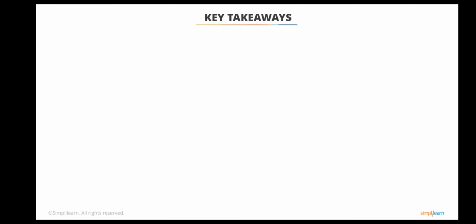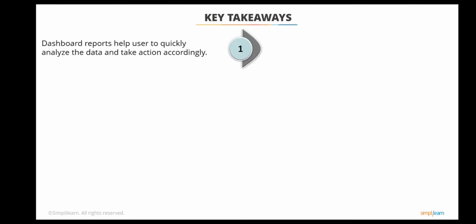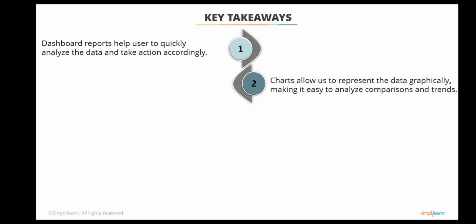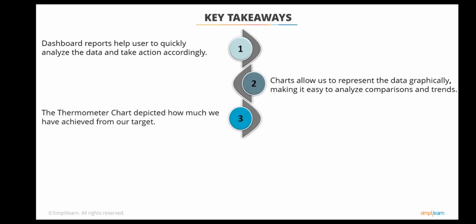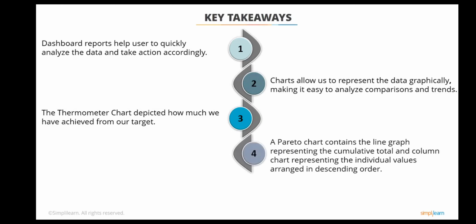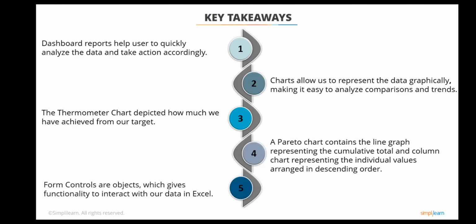Now that we've learned about dashboarding, let's have a look at the key points of this lesson. Dashboard reports help users quickly analyze data and take action accordingly. Charts allow us to represent the data graphically, making it easy to analyze comparisons and trends. The thermometer chart depicted how much we have achieved from our target. A Pareto chart contains the line graph representing the cumulative total and the column chart representing the individual values arranged in descending order. Form controls are objects which give us the functionality to interact with our data in Excel.